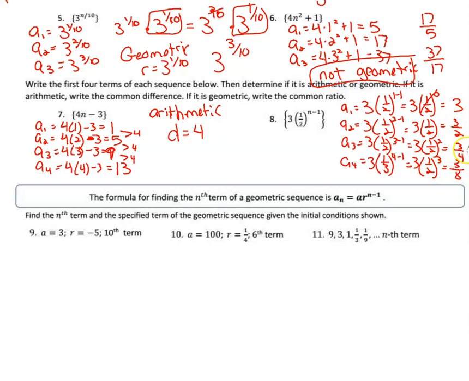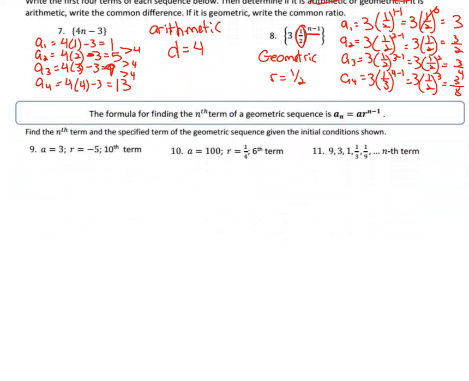Hopefully you've noticed that this pattern was multiplied by 1/2 every single time. And since we're multiplying by the same value, that tells me it's a geometric sequence, and that r is 1/2. And you remember me saying, if you have an exponential function raised to an exponential function, the base is the r.